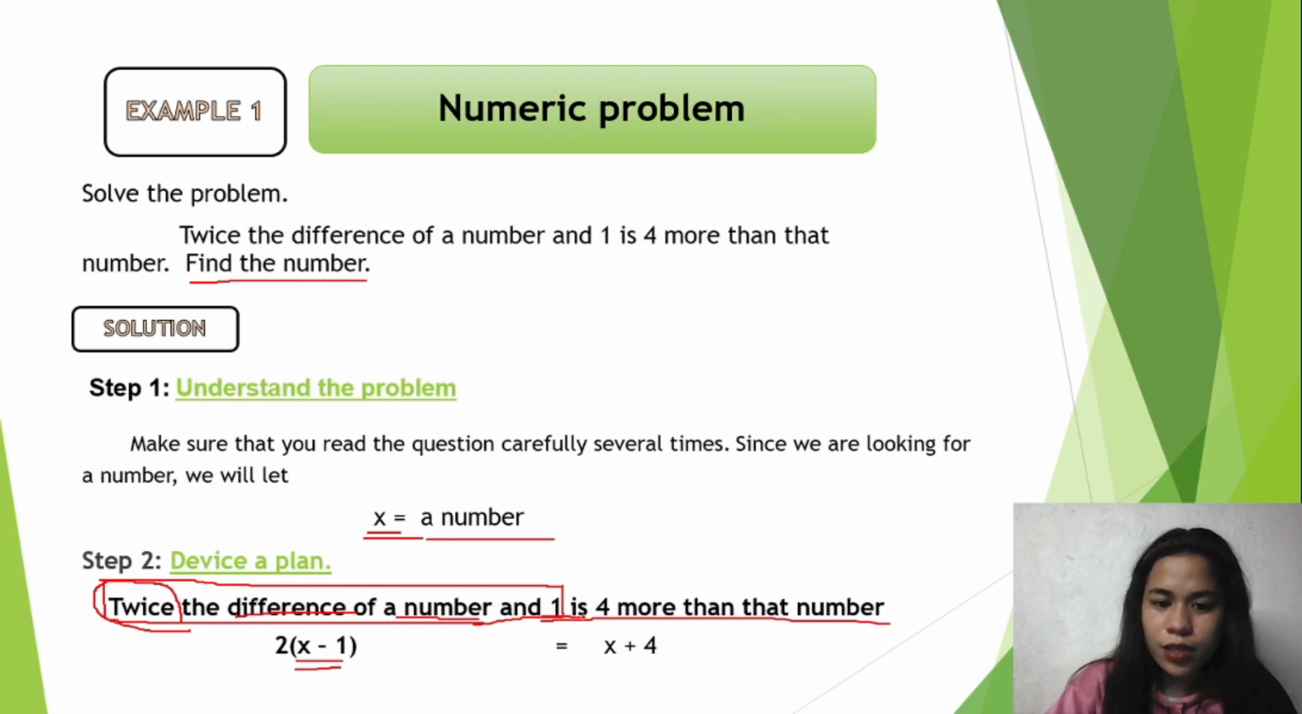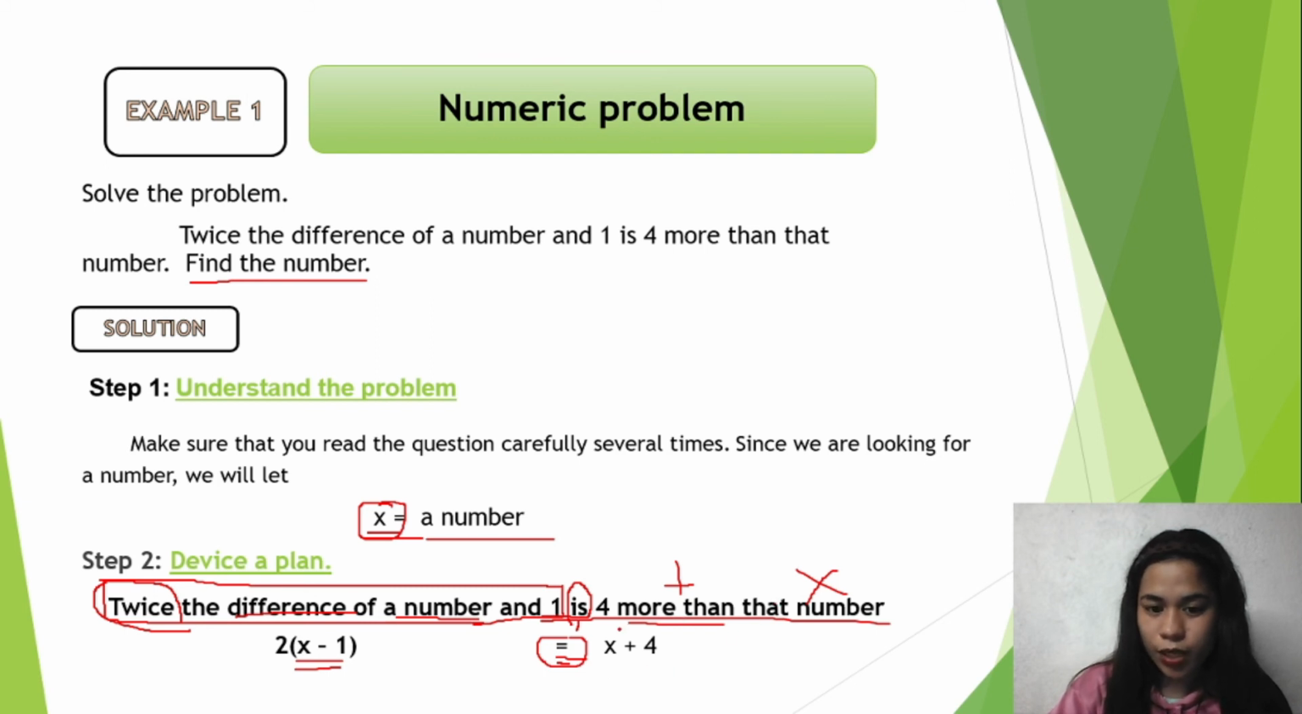And this word is, when you are going to translate this into a mathematical expression, it is the equal sign. And for more than that number. When we say more than, you are going to add. And we have 4, and then that number, yung number ulit natin, is x, kung ano yung nirepresent natin. So therefore, x plus 4.